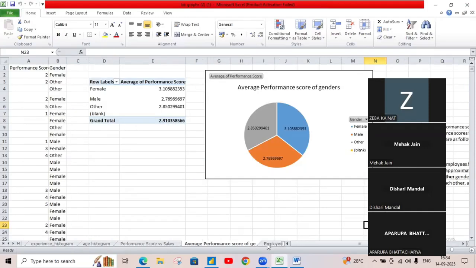So the next chart is a pie chart, which is showing the relationship between the three genders, that is female, male, and other. It shows us that the female employees have the highest average performance score at 3.11, followed by male and other categories, having the lowest and close to one another, about 2.77 and 2.8 respectively.